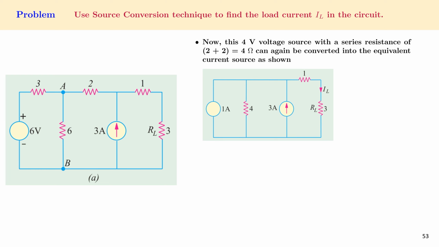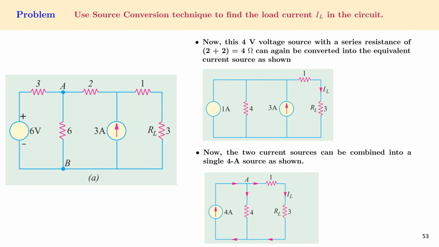So we have converted the circuit into one which is having a 1 ampere current source and a parallel resistor of 4 ohms. It is now possible to add the two current sources and then combine them into a single 4 ampere current source as shown in this figure. So the 1 ampere and the 3 ampere has been added, and the total current in the source is now 4 ampere.